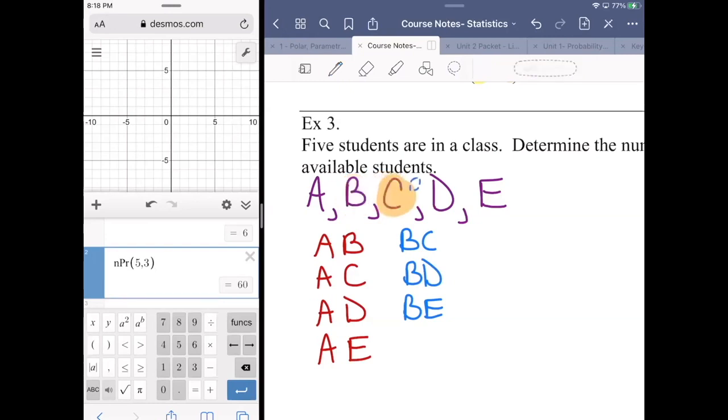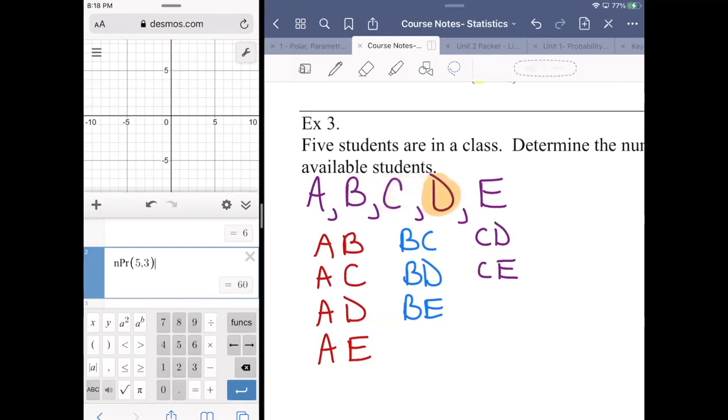I'll just move this over and say, okay, who can C work with? Well, C can work with A. Oh, wait a minute, already got that. A and C, C and A, same deal. Right? How about C and B? Well, I already got B and C, B and C, C and B, same deal. So C and D, C and E. All right.